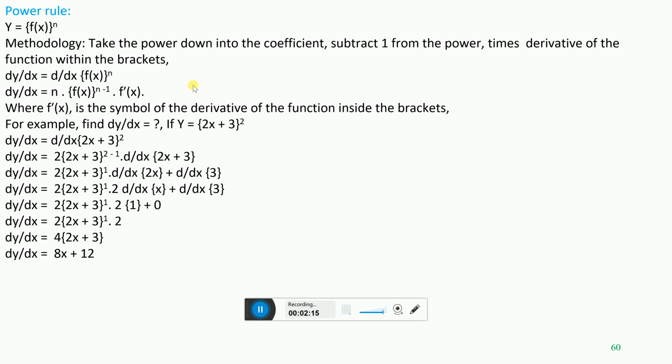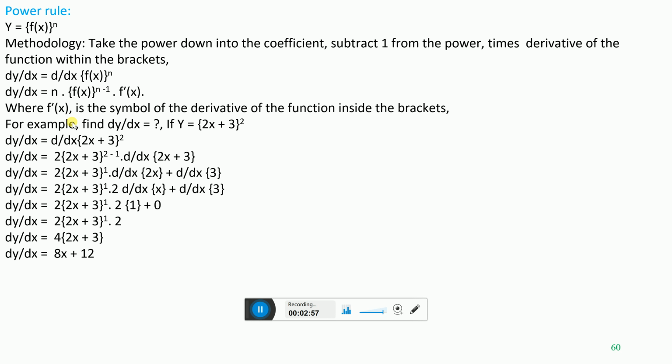So the power rule we modify a little. I am again repeating that we will take the power down to the coefficient, subtract 1 from the power, and times means a zarab. We will take the derivative of those terms which are inside the bracket. So here inside the bracket we have f of x, and this is times the derivative of those terms which are inside the bracket, which is f of x. So its derivative is f prime of x, where f prime of x is the symbol of the derivative of the function inside the brackets. Now let me further clarify this with one simple example.